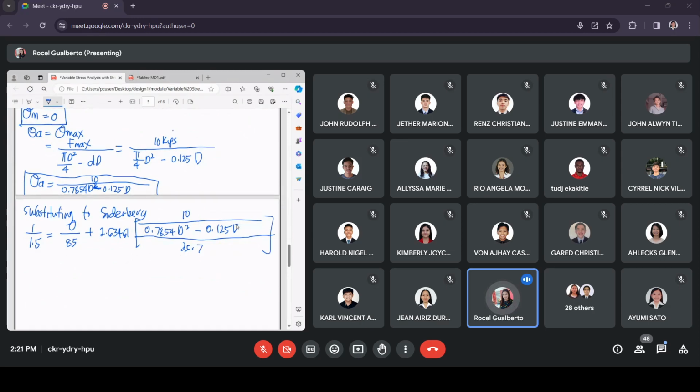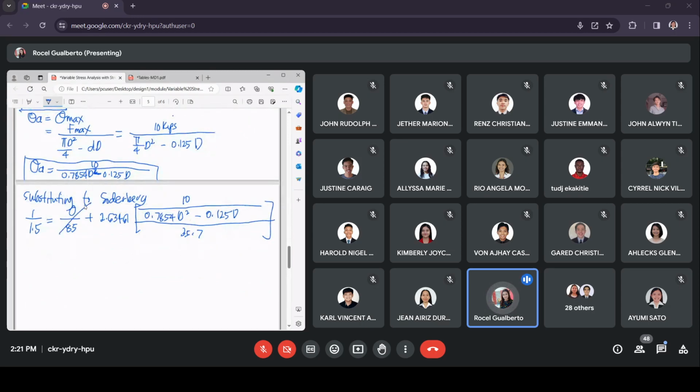Okay? And then you try to simplify. 0 over 85, this is 0. So we have 1 over 1.5 equal to 2.63461 divided by 35.7 multiplied by 10 divided by 0.7854 d squared minus 0.125 d.